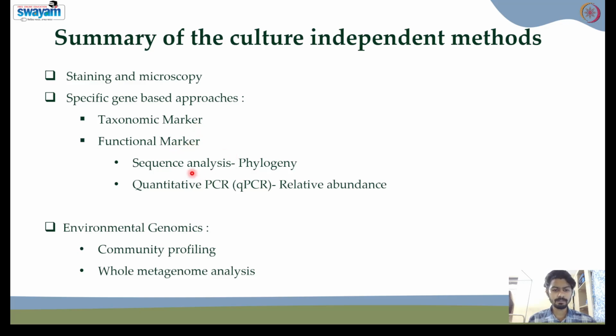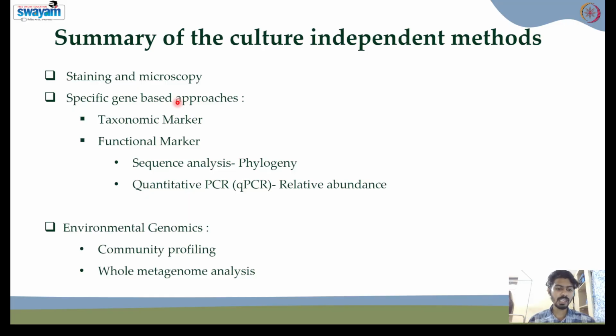So how do we find them? By using quantitative PCR, which helps us to measure the relative abundance of the microbes in the sample. These are the two important markers, taxonomic and functional, which help us to identify the microorganisms without even culturing them in an appropriate culture.